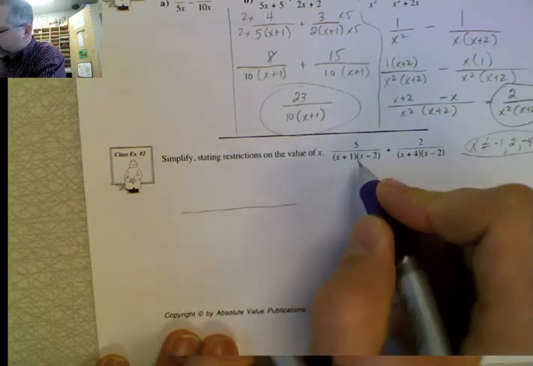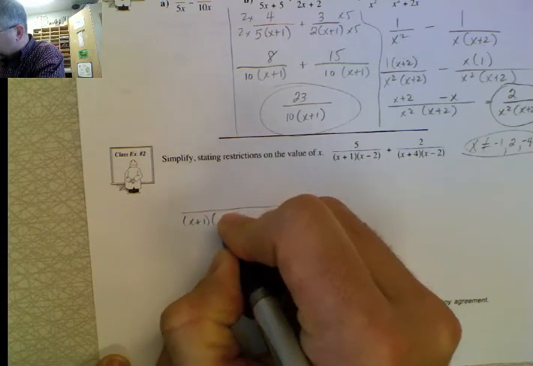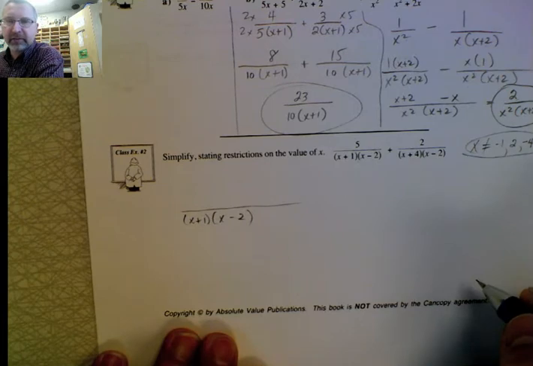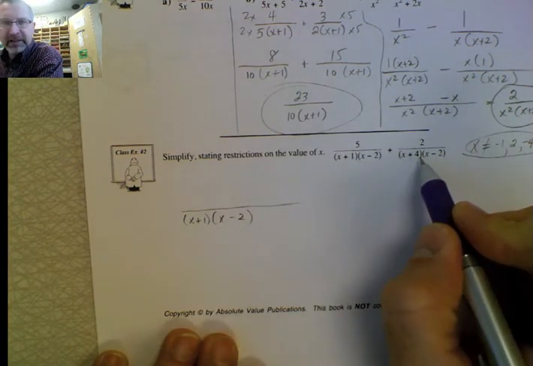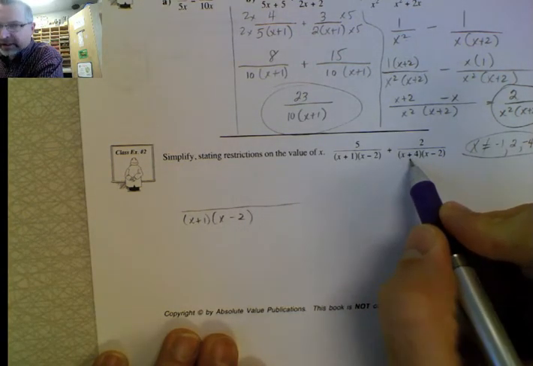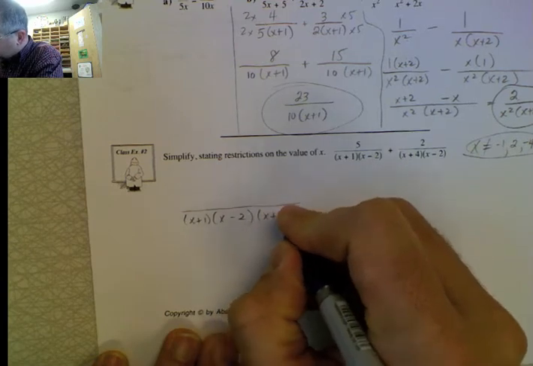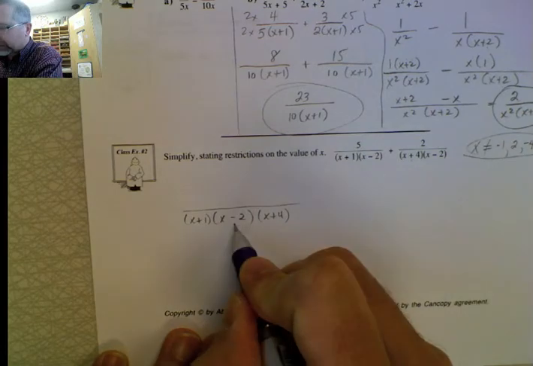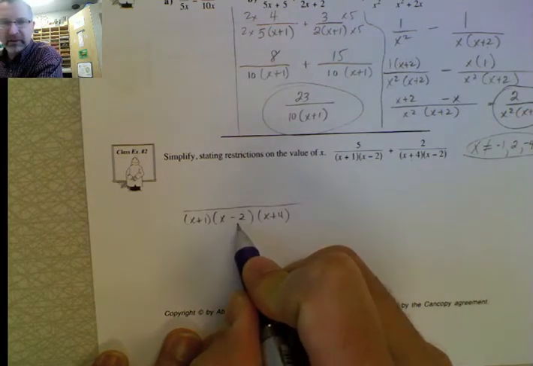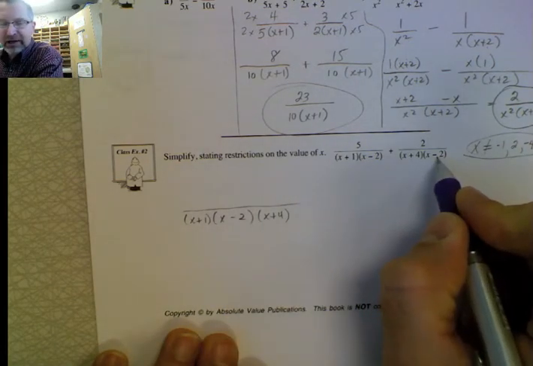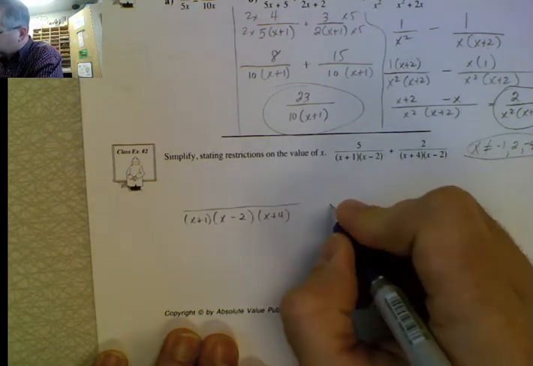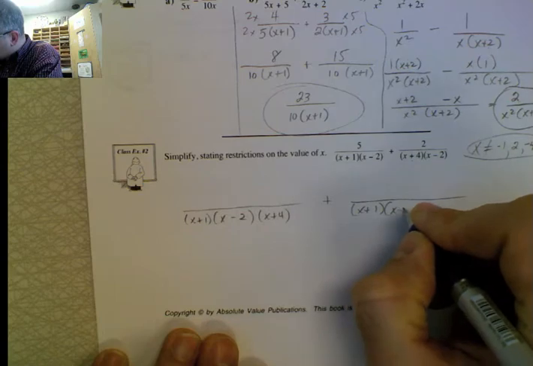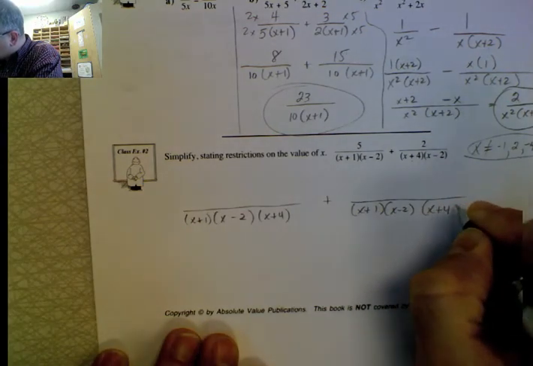Now, when we come up with a common denominator, the first thing I always do is go to my first denominator and write down what I have in that first denominator, x plus 1 and x minus 2. I then go to my second denominator and say, oh, there's an x plus 4. So I need that as part of my denominator. There's an x minus 2. And if I notice, I already have x minus 2 in my denominator, so I do not have to use x minus 2 again. So x plus 1, x minus 2, and x plus 4.